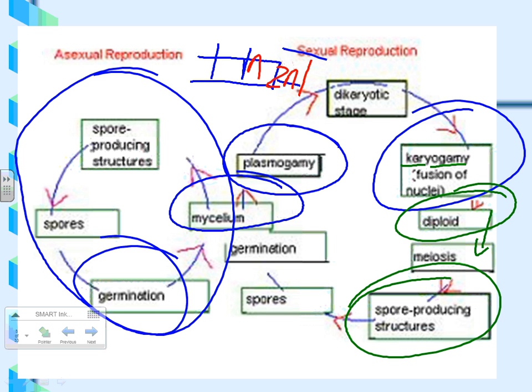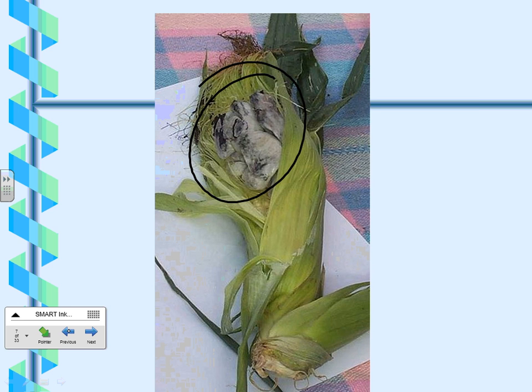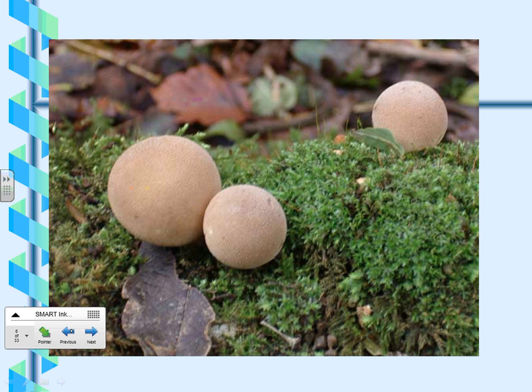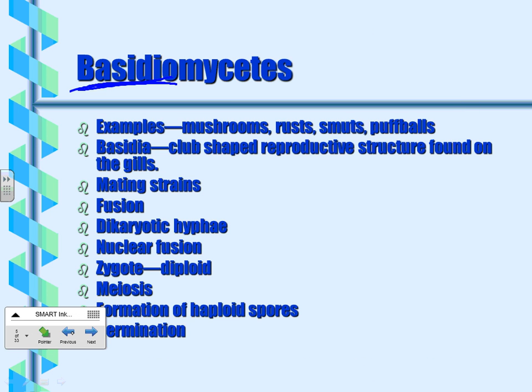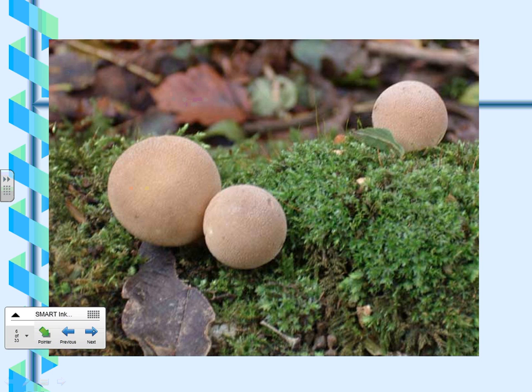Okay, let me backtrack. I think we covered pretty much all of this stuff, our different mating strains, plus and minus. That's just sort of describing the picture we just looked at. So really nothing new there.